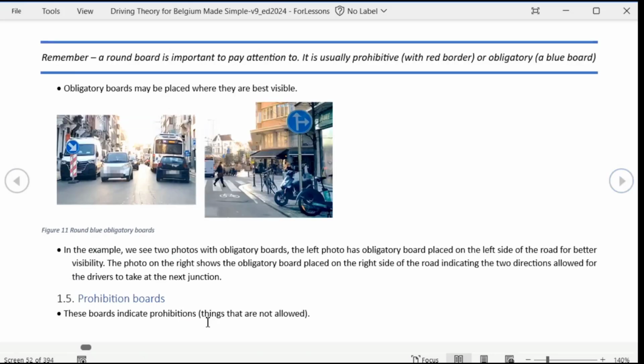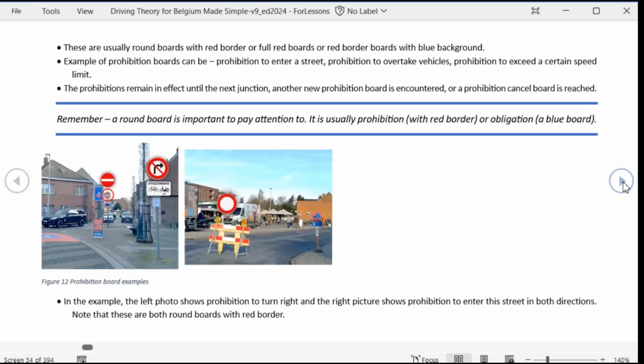Moving on to the prohibition boards. These are boards that indicate prohibitions, things that are not allowed. So prohibition to turn right, prohibition to enter the street, prohibition to enter the street on both ways. So these are some of the things that we should remember when we immediately see a red round board. It is something that you must never do. It is prohibition. It is an offense when you ignore the prohibition.